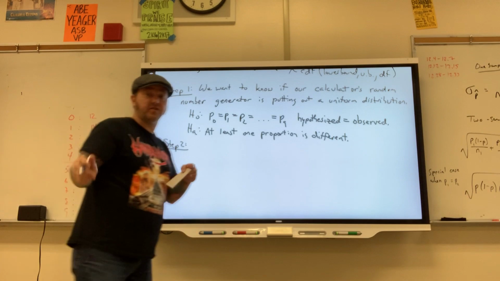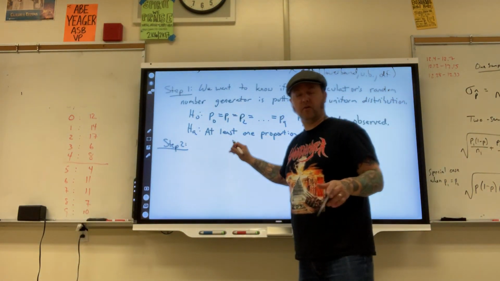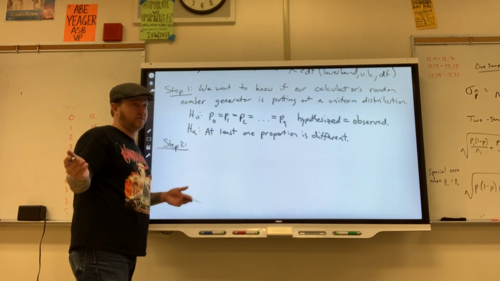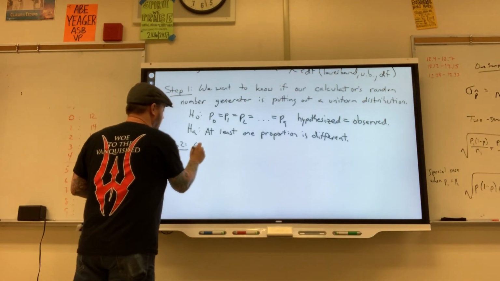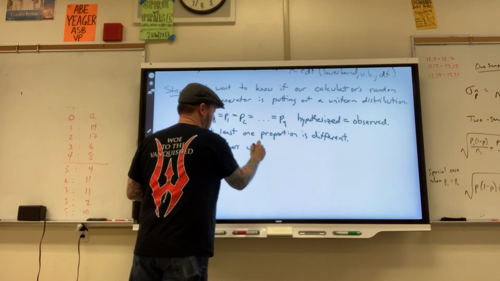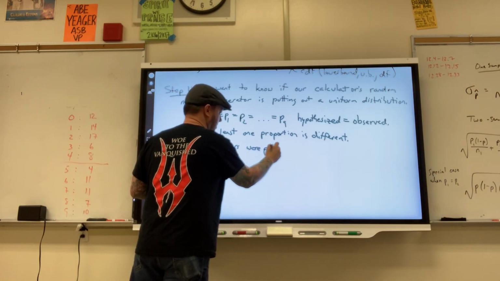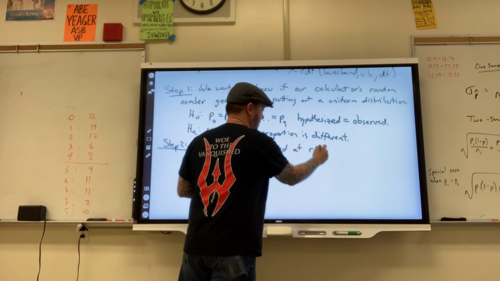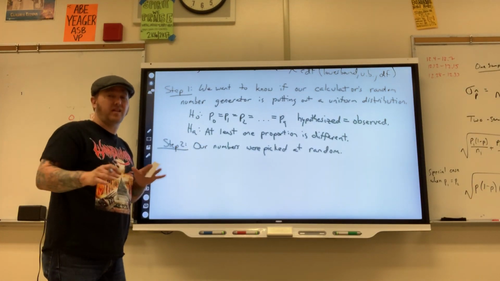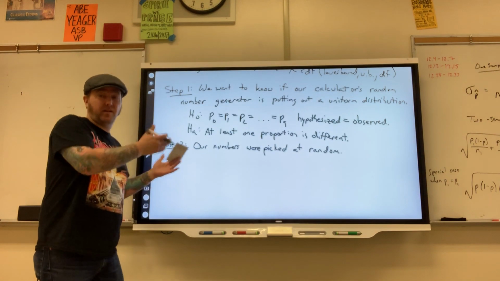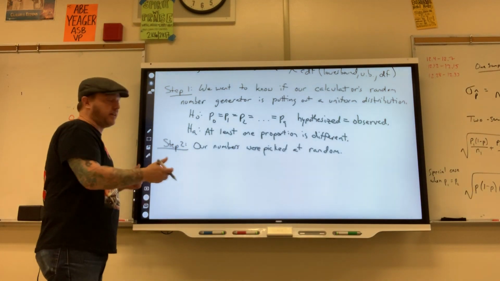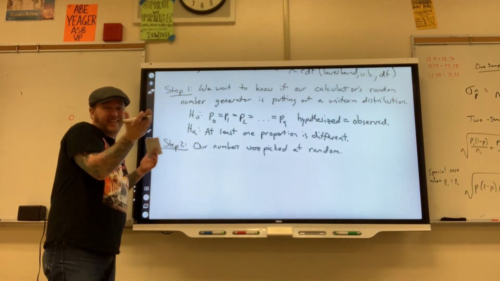Step 2, conditions, as always, right? Random, all greater than 1, no more than 20% less than 5. Are we good with that? Were the numbers picked at random? Well, it's a random number generator, so now, sometimes the random thing doesn't necessarily matter. In this case, it was a random number generator. If it's something that should be random, you try to randomize.